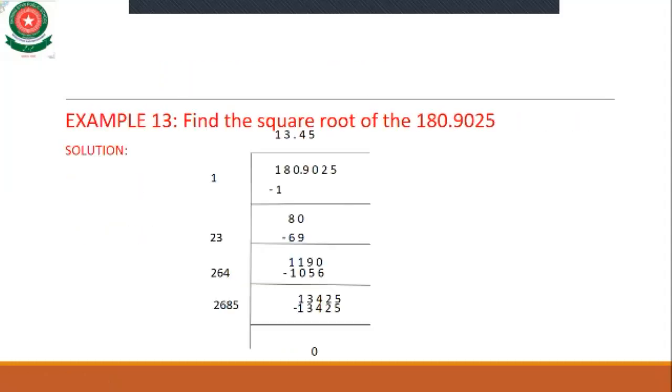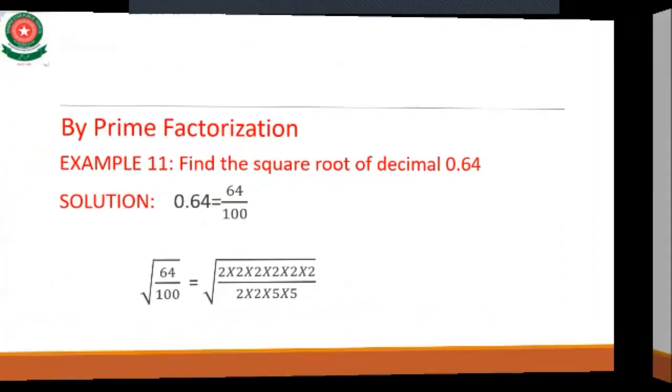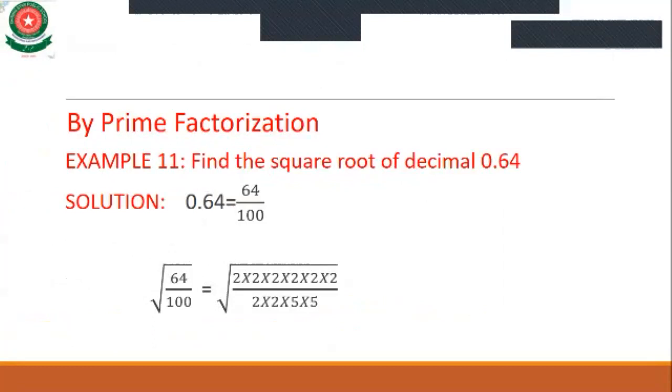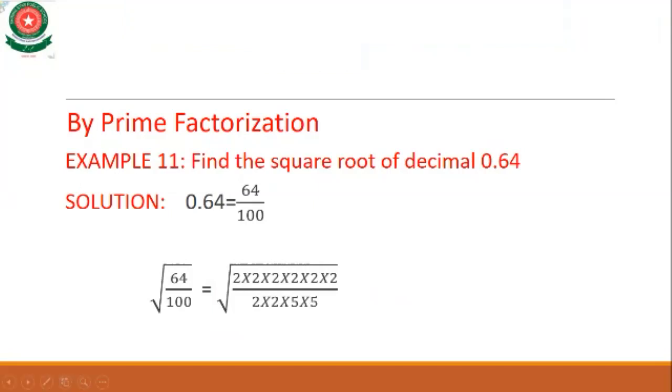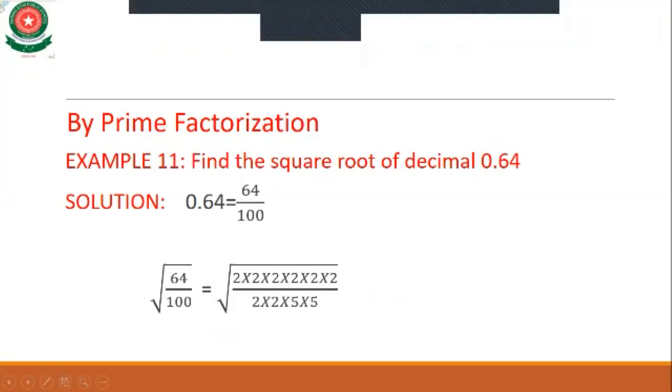Once again I will repeat the lecture. First of all, we see the example. We find the square root of the decimal by using the prime factorization method. 0.64. First of all, we remove the point. The point is removed, 1 comes in the denominator, 0 in place of 6, and 0 in place of 4. 64 by 100.